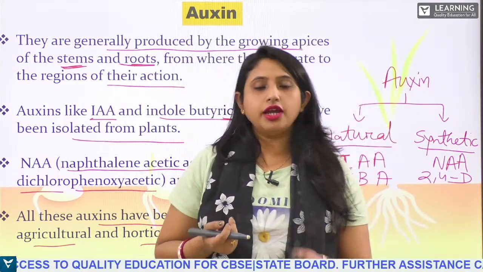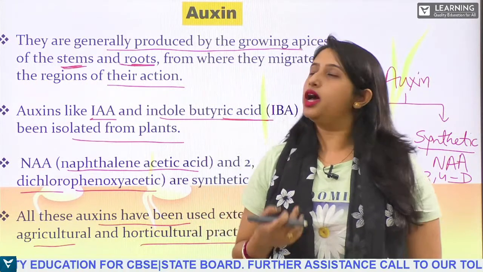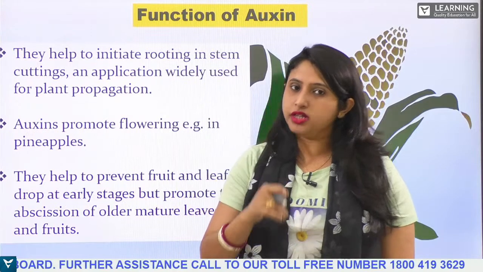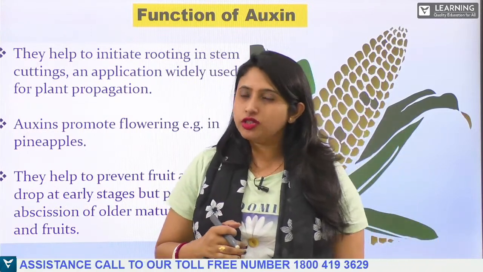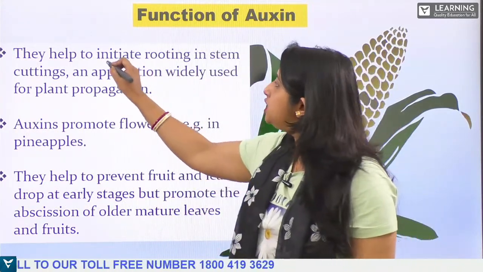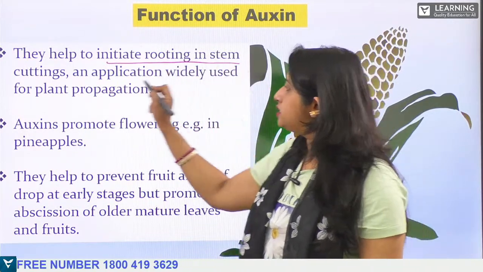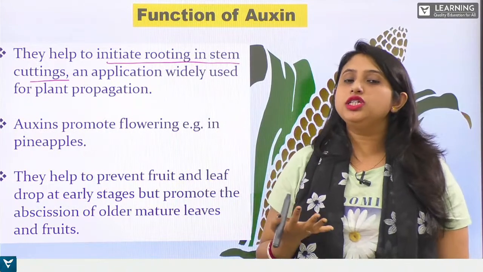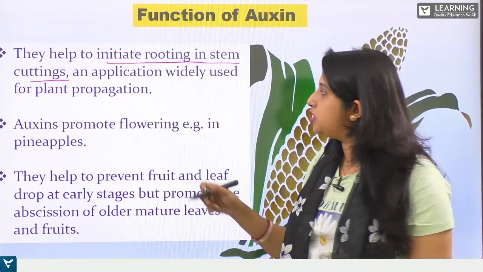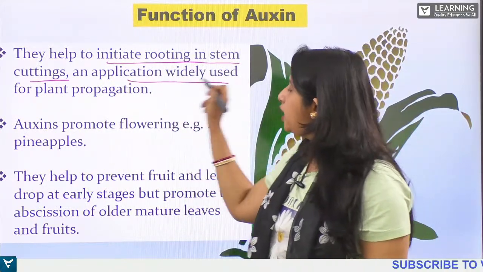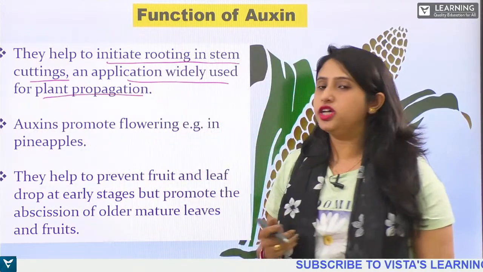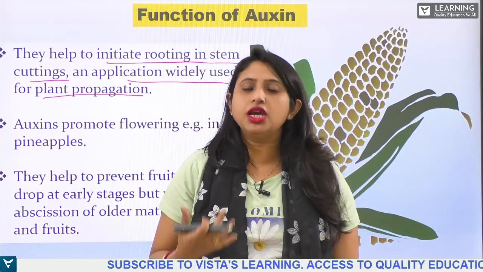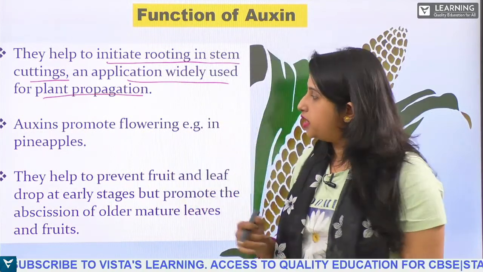So these auxins are used in agriculture and horticultural practice for the growth and development of plants. Now let us learn the functions of the auxins. They help to initiate rooting in stem cuttings, an application widely used in plant propagation, that is, producing a large number of plants, right?